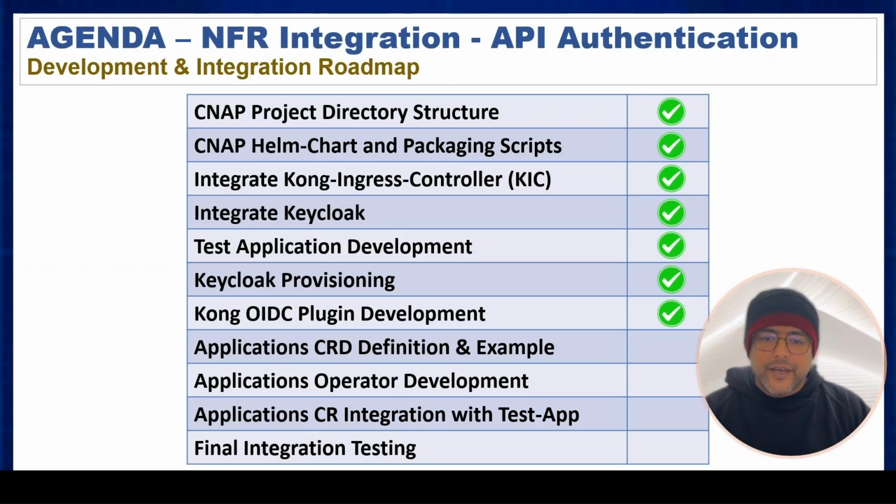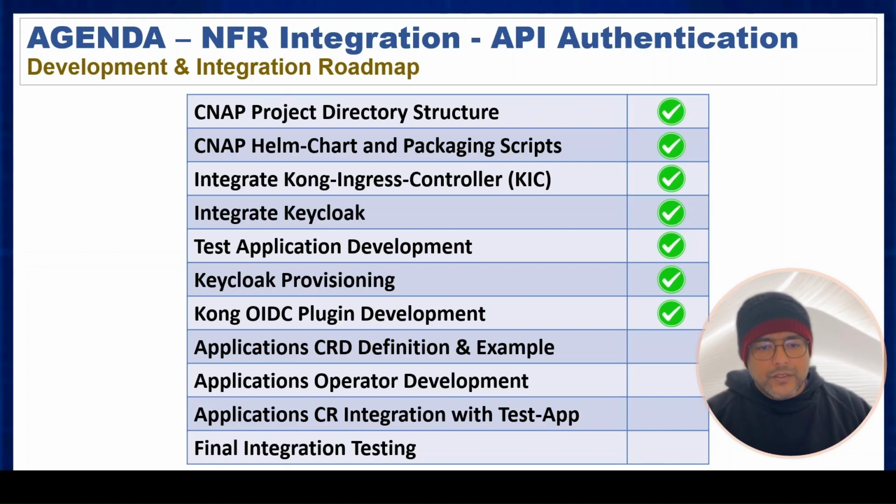So the next agenda item for us is to create an application's CRD, which is a Kubernetes custom resource definition, and an example for that. Before I go to the schema definition, I'm going to first explain it through an example. This is basically a YAML file, which will be added to the Helm chart of any business application.